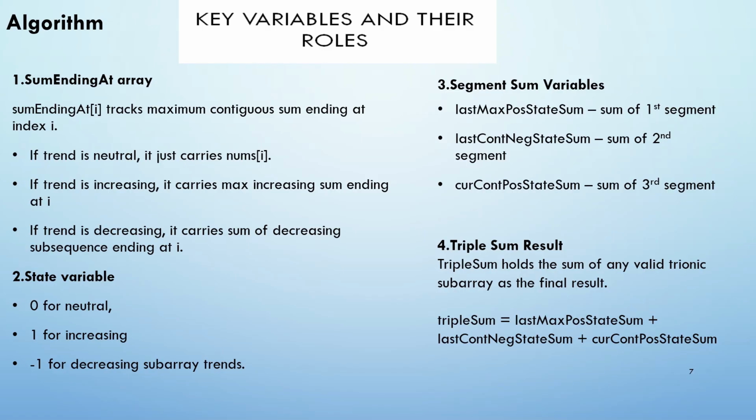Coming to the fourth variable, which is the global trionic sum: the maximum trionic sum possible in an array, which will be kept updated at each iteration.